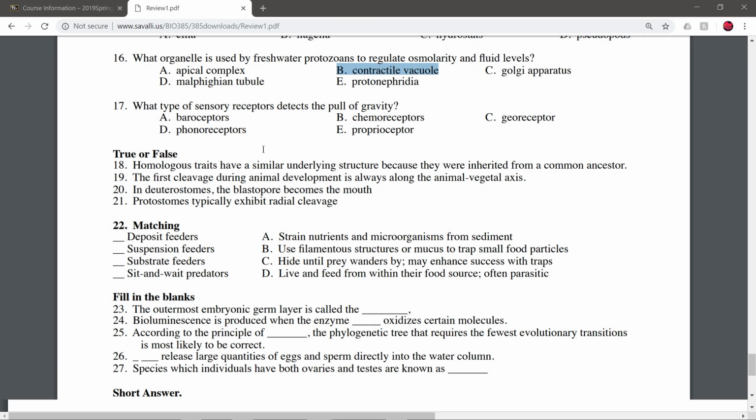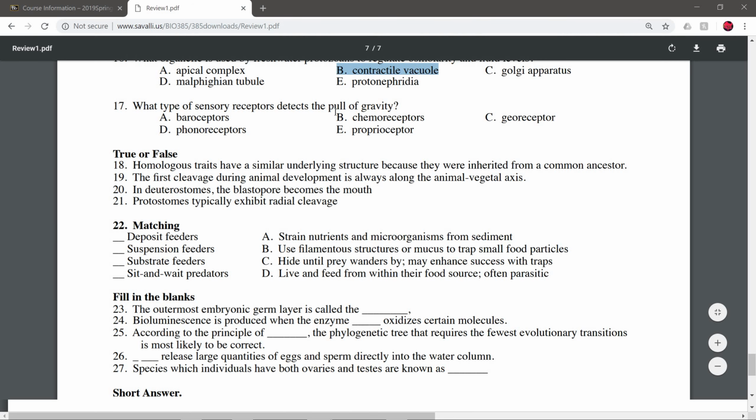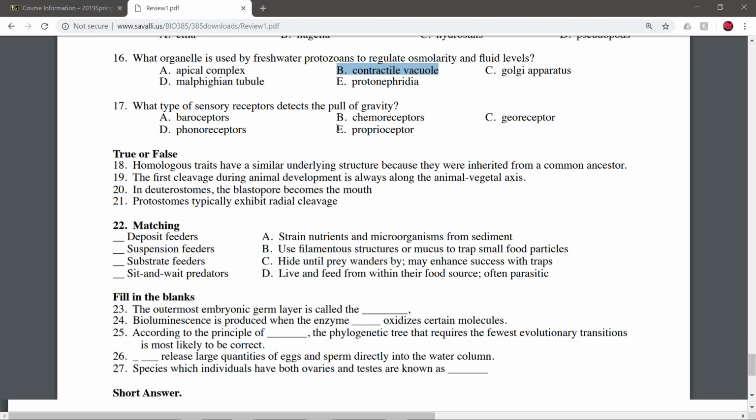All right, 16. What organelle is used by freshwater protozoans to regulate osmolarity and fluid? Oh, we just did that one, sorry. Yeah, that's also a B, and they're also in alphabetical order.